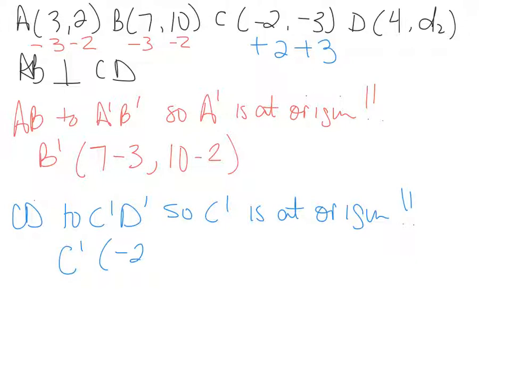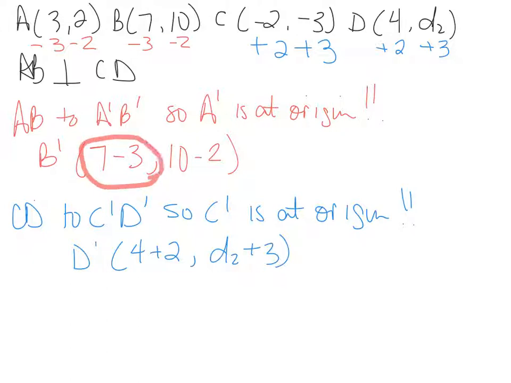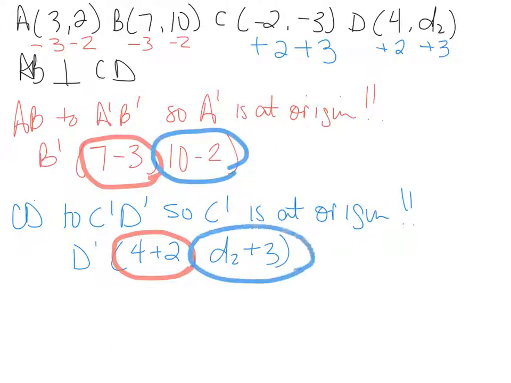So D prime, I got distracted. Add 2 and add 3. So D prime is going to be 4 plus 2 and D2 plus 3. I still don't know what D2 is, do I? But it's okay. We know that when I multiply these together, I'm going to get 0. So I've got an equation, right? All right, so let's do this. I've got these two multiplied together and these two multiplied together, and that's going to be equal to 0.